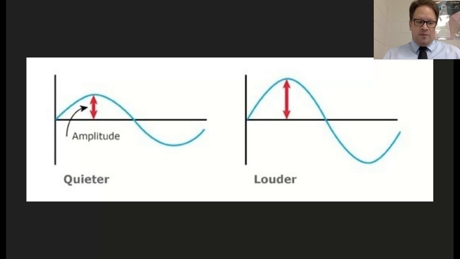Now, loudness is a sensory characteristic of sound produced by the amplitude or intensity of the sound wave. So more intense sound waves, like a shout, produce louder sounds, while less intense sound waves, like a whisper, produce softer sounds. So sound intensity is going to be measured usually in decibels.